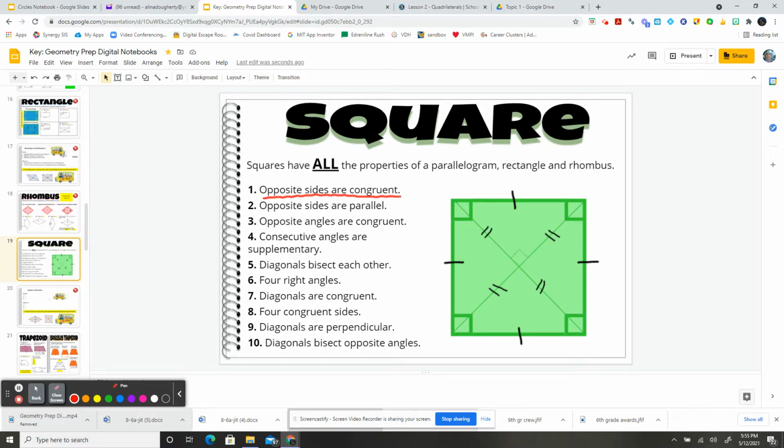Opposite sides are congruent. That means the right equals the left and the top equals the bottom. Opposite sides are parallel. So we mark congruent with tick marks and we mark parallel with arrows. Opposite angles are congruent. Well, that's true because they're all right angles.